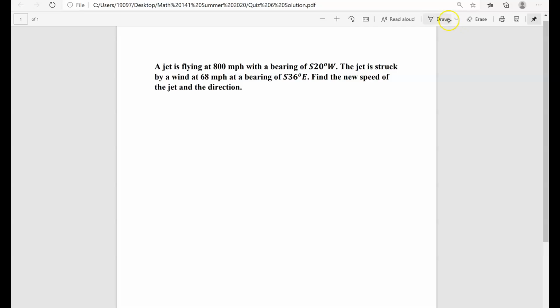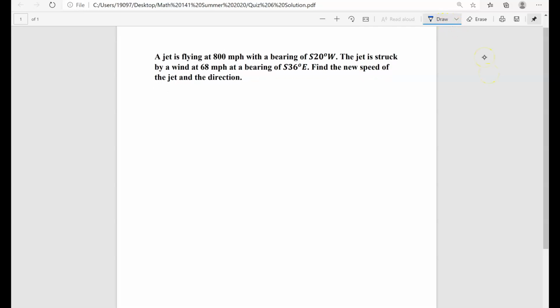Remember that what I want to see is two different types of bearings. So we want to be able to see the jet bearing. Let me draw the bearing for the jet. We know that this is going at 800 miles per hour southwest. Let me write my little north, south, west, east signs. It's going southwest, so it's going this way, and the bearing here is 20 degrees.